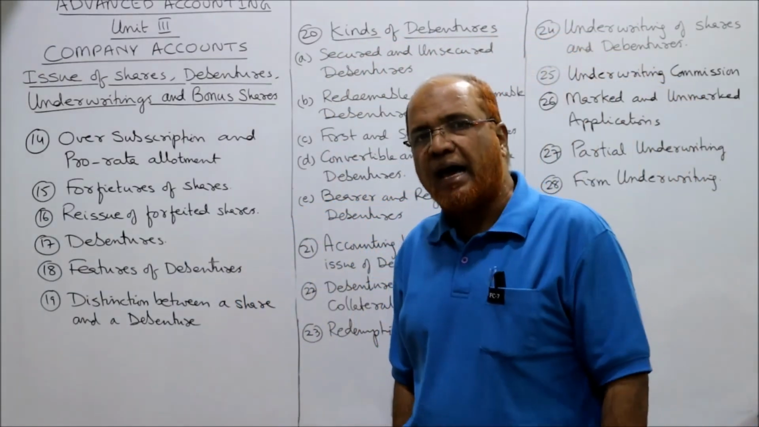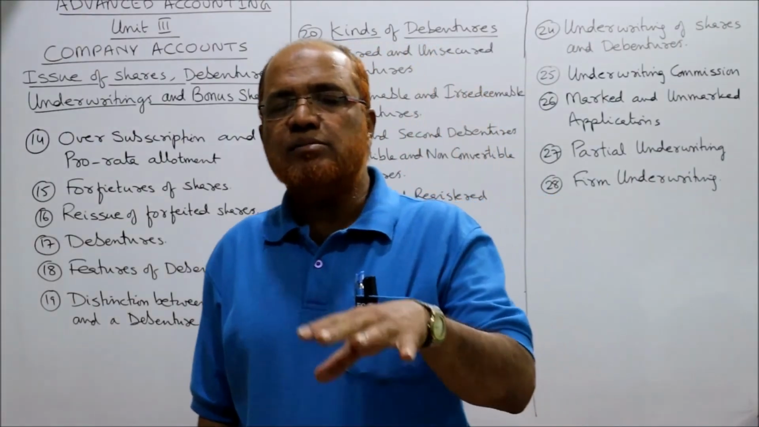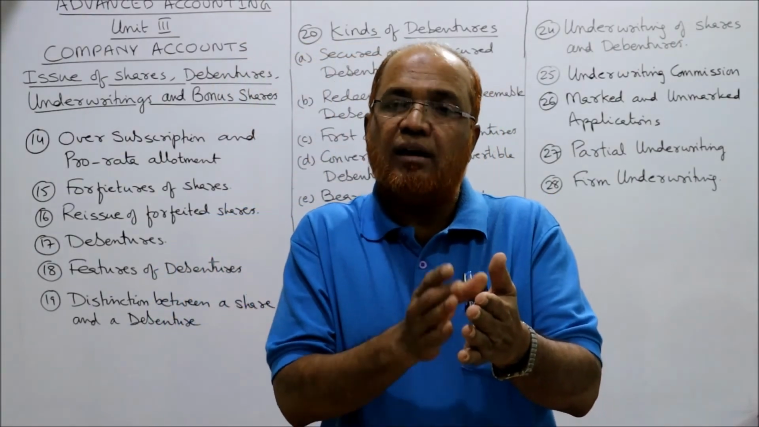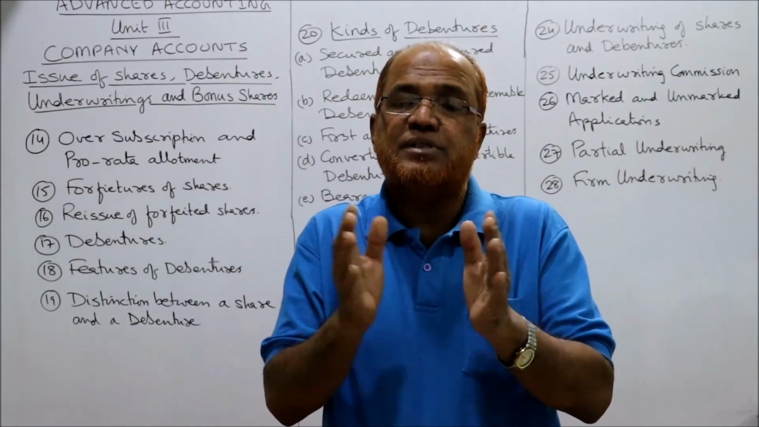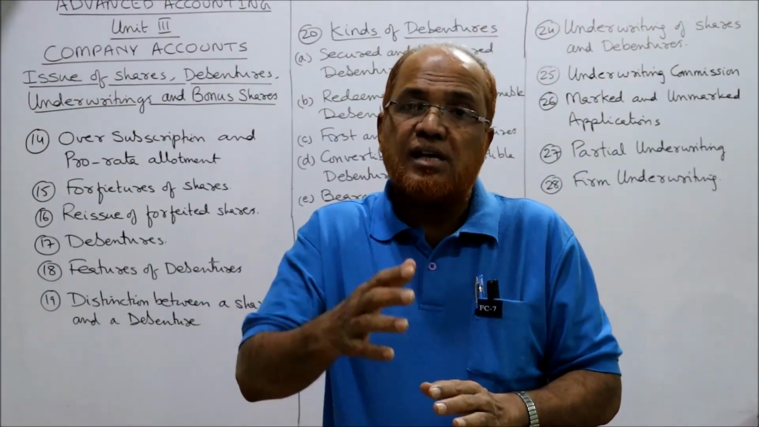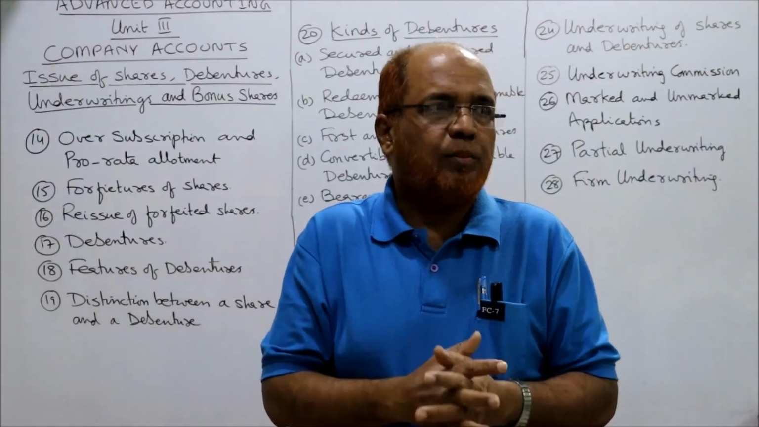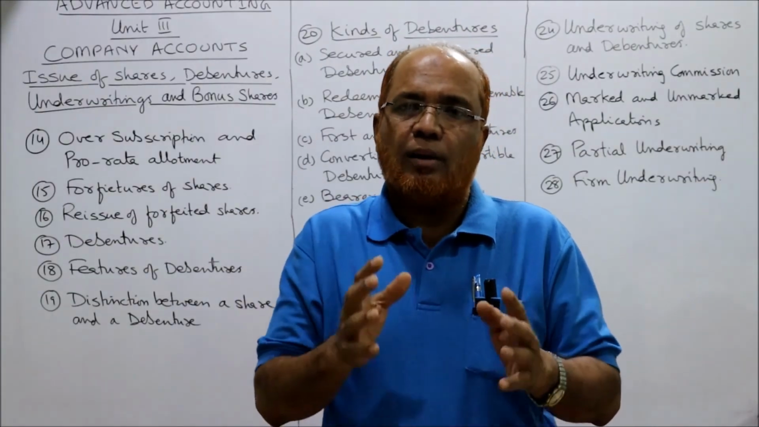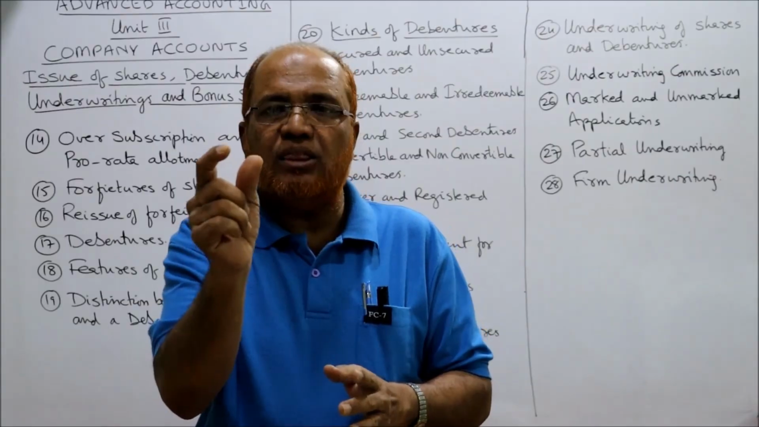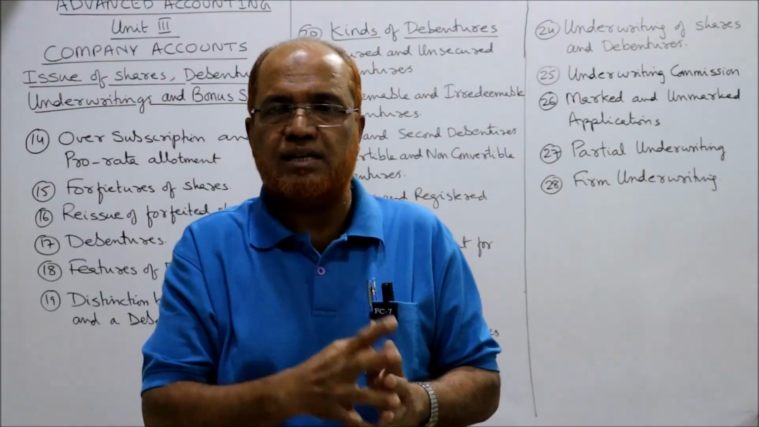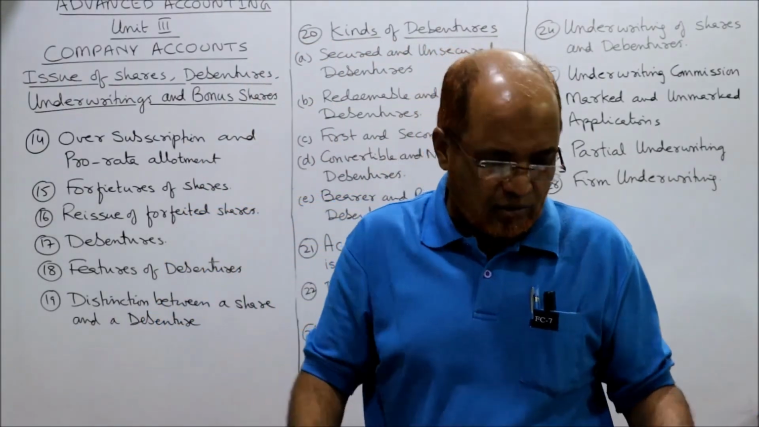Secondly, redemption by annual drawings. Sometimes the company will make an arrangement that redemption will not be made in one lump sum, but by annual drawings. Year after year, some debentures will be redeemed. For example, there is a debenture of 1 lakh rupees, the period is 10 years, so the company says that every year 1/10 of the debentures will be redeemed. This is called annual drawings.